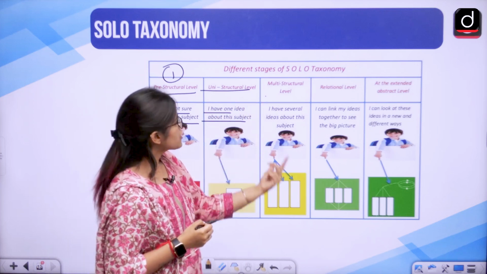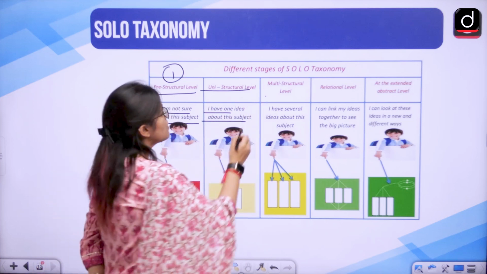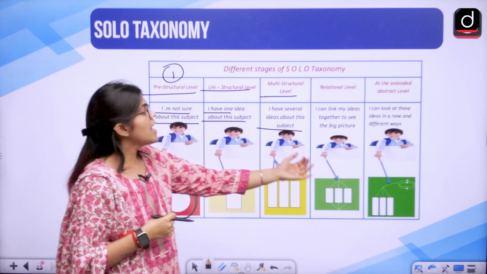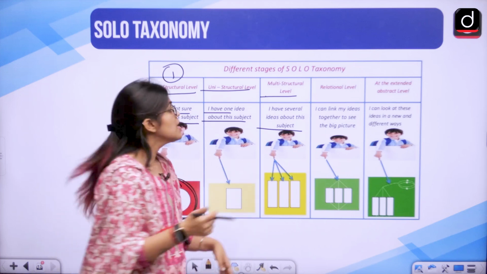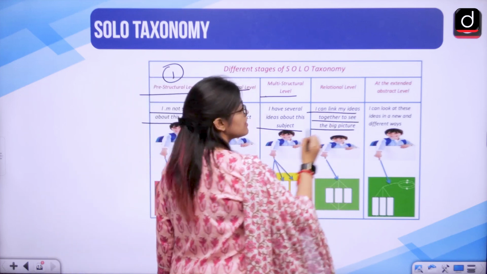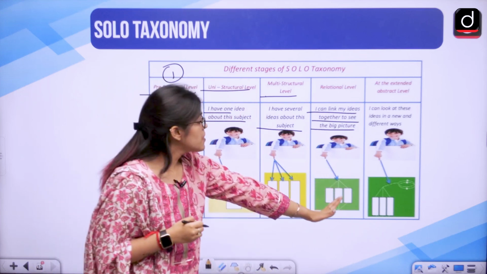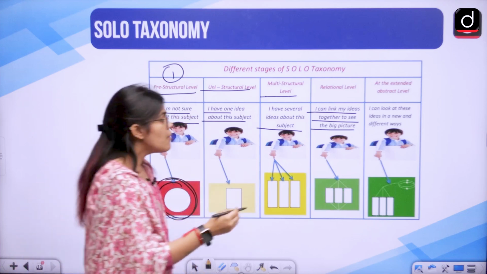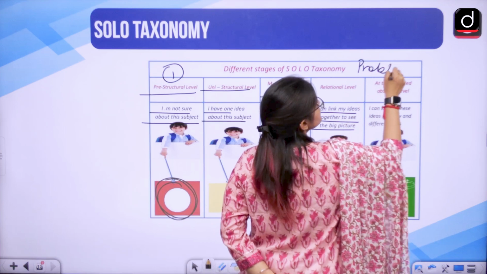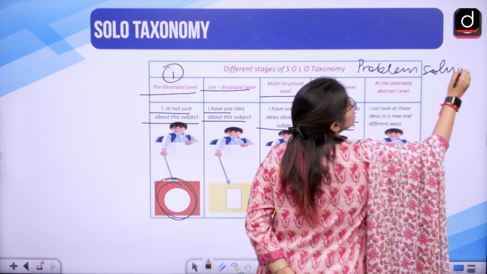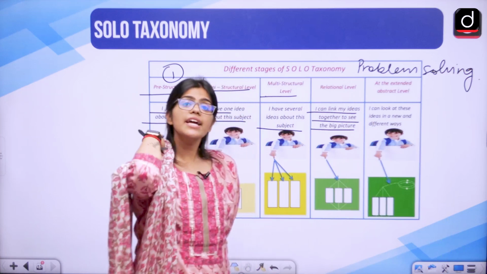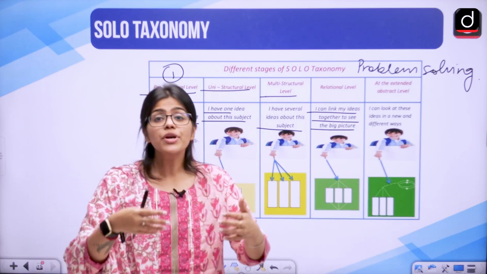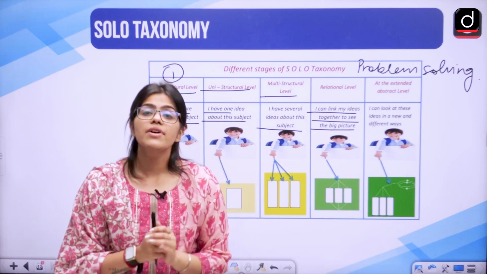Then there is the multistructural level. I have several ideas about that subject. I know a lot about it. Gradually, I am understanding it. Then I can now create relations. That is, I can link my ideas together to see a broader picture. And at the end, I look at these ideas in a new and different manner. Now I am at a problem solving stage. What is this problem solving stage? I can do heuristic learning. I can solve my problems on my own. I am going to connect the dots and learn things even better.